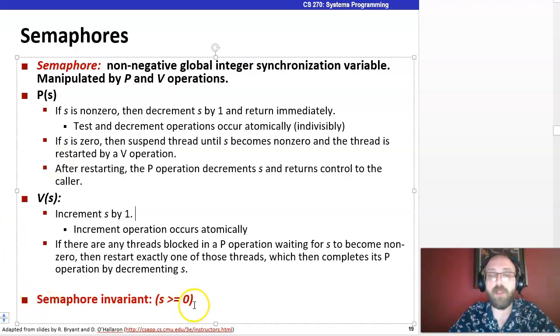So as I mentioned, there's an invariant here that S is never negative. Because the only way it could become negative is if it were zero and we decremented it. But if it's zero and we tried to decrement it, we will instead suspend the thread until it's non-zero and then decrement.